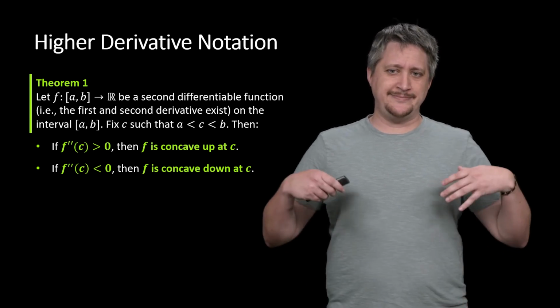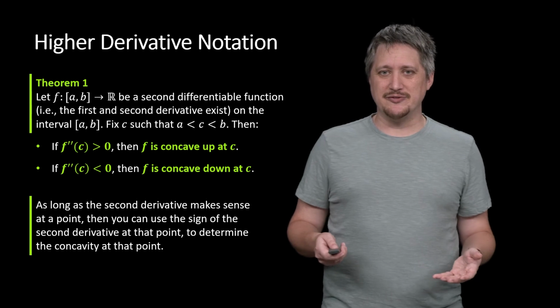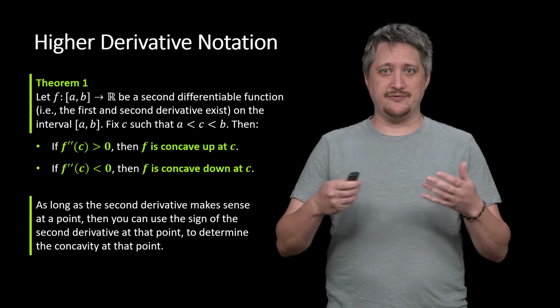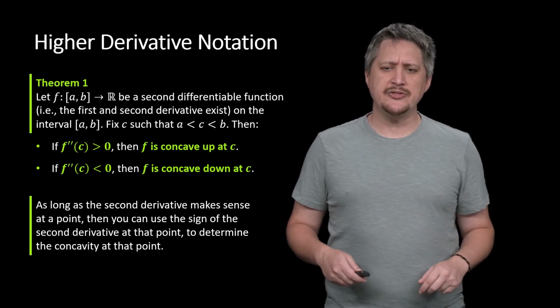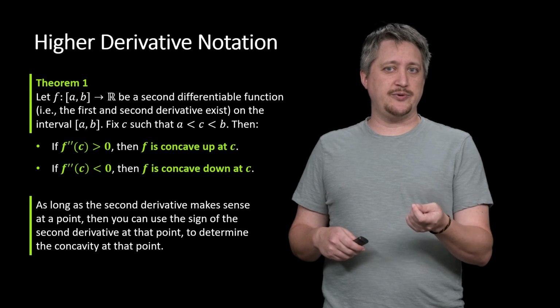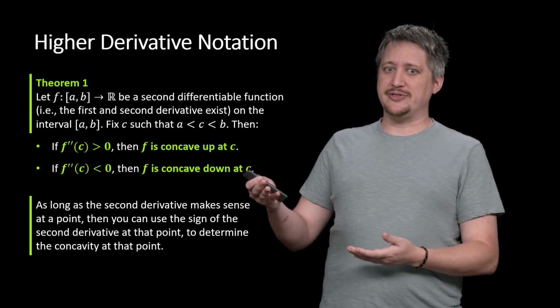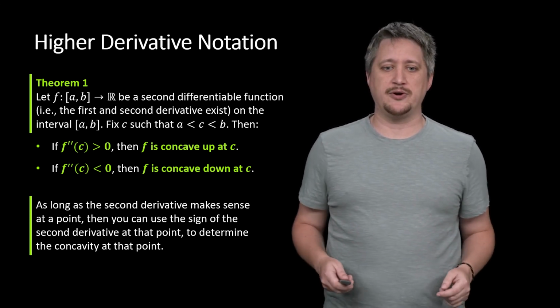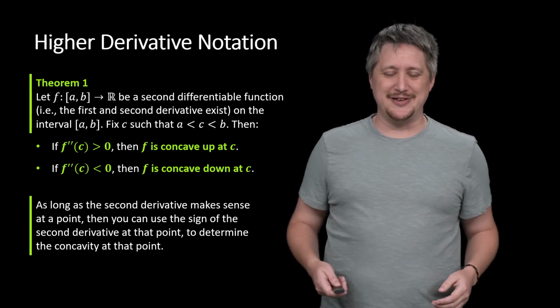So in more human speak, what this is saying is as long as the second derivative makes sense, right? You can take the second derivative and you can plug in a point and you don't have crazy domain restrictions or something stopping you, then you can use the sign of whatever you get. If you plug in 15 and you get a 7 out, that's positive. That tells you that this thing is concave up at that value, okay? So that's the human version of this theorem.